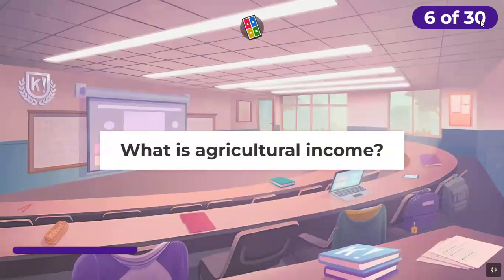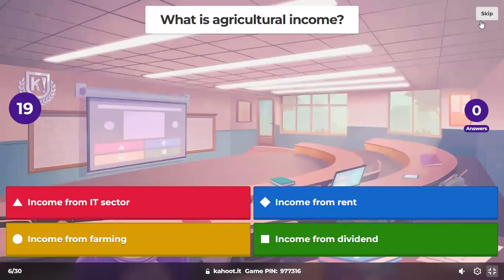Now the next question, what is agriculture income? Red, income from IT sector; yellow, income from farming; blue, income from rent; and green, income from dividend. So red is for IT, yellow is for farming, blue is for rent, and green is for dividend.